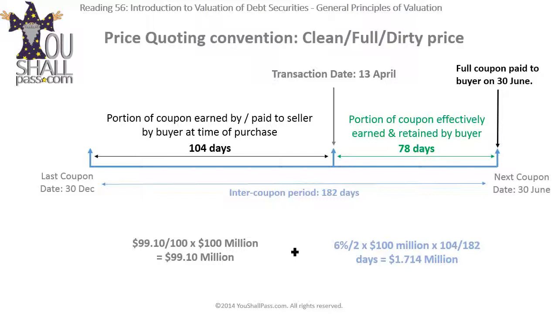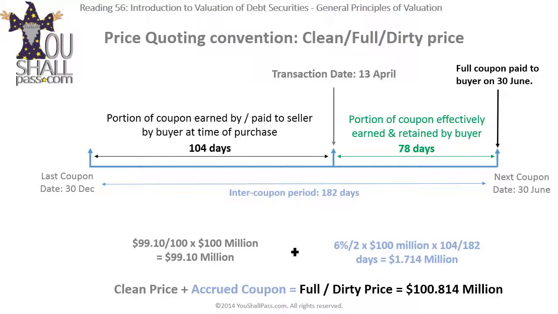You then add the clean price to the accrued coupon to come up with the full price or the dirty price. Like I said, it works pretty much the same way as if you'd quit midway through the month and your employer prorates your salary for the number of days actually worked during the month.